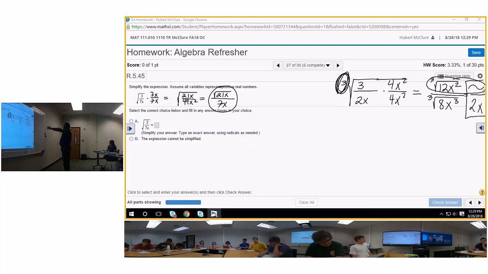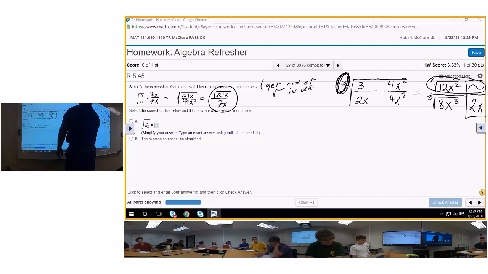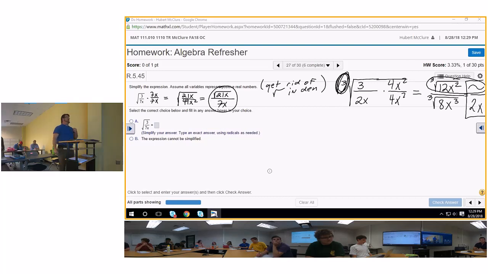So what you're trying to do in this problem, and write it out to the side, is you're rationalizing the denominator, or getting rid of the radical in the denominator. That is basically what you're doing. That is going to be hammered in Calc 1, Unit 1. Rationalizing the denominator. I'll show you another one.